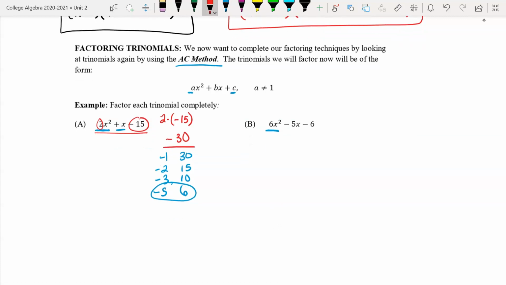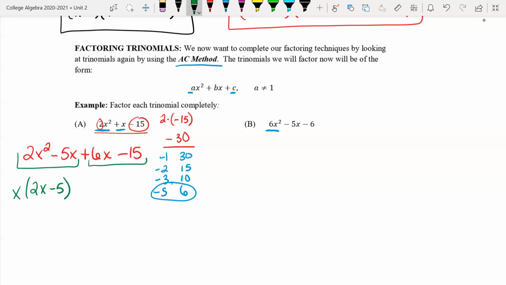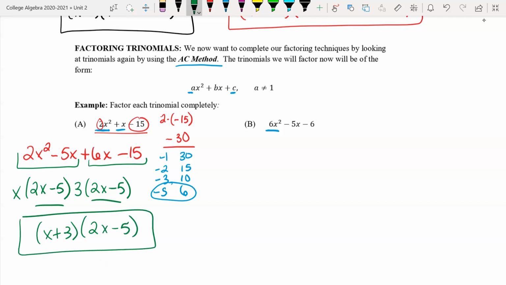So now I'm going to rewrite this trinomial as 2x squared. We're rewriting the middle part because if I combine those, I would get a positive 1x. So now I have 4 terms. Anytime you see 4 terms, you should immediately think factor by grouping. If I group the first two, the only thing they have in common is x, but I get 2x minus 5. If I group the second two, they have a 3. I get 2x minus 5. Notice this is the same. So this factors into x plus 3, 2x minus 5. That's how you factor a trinomial using the AC method.